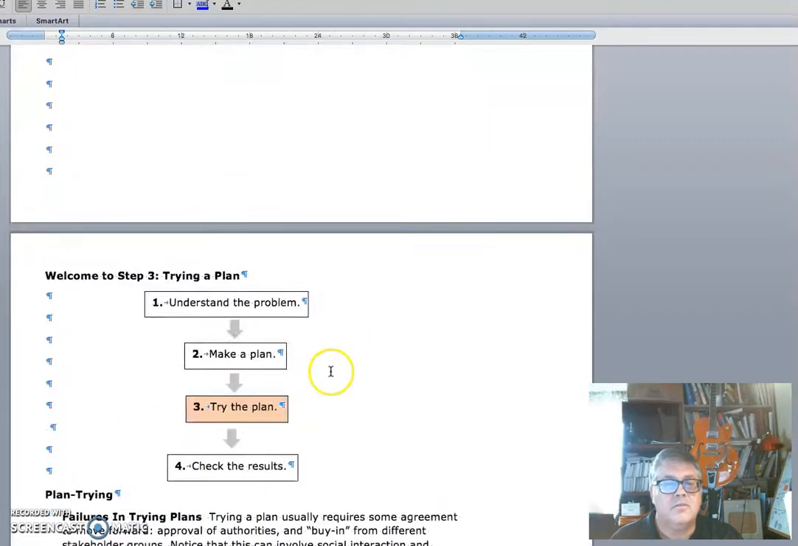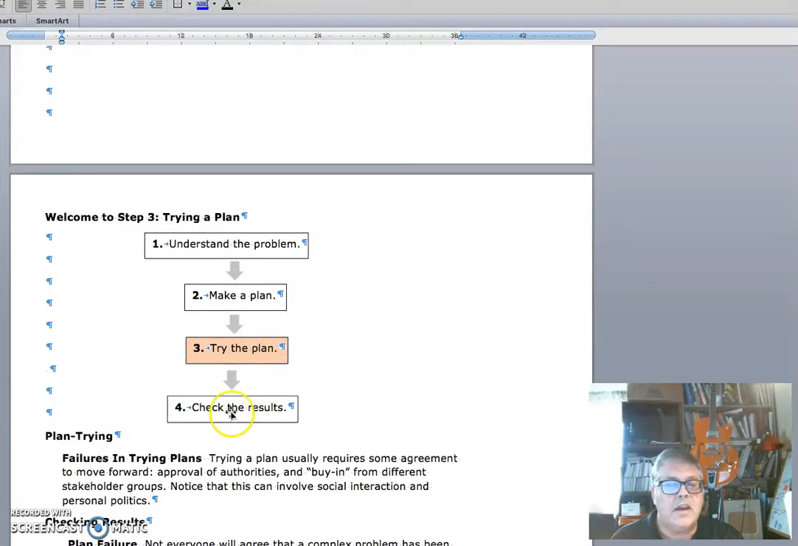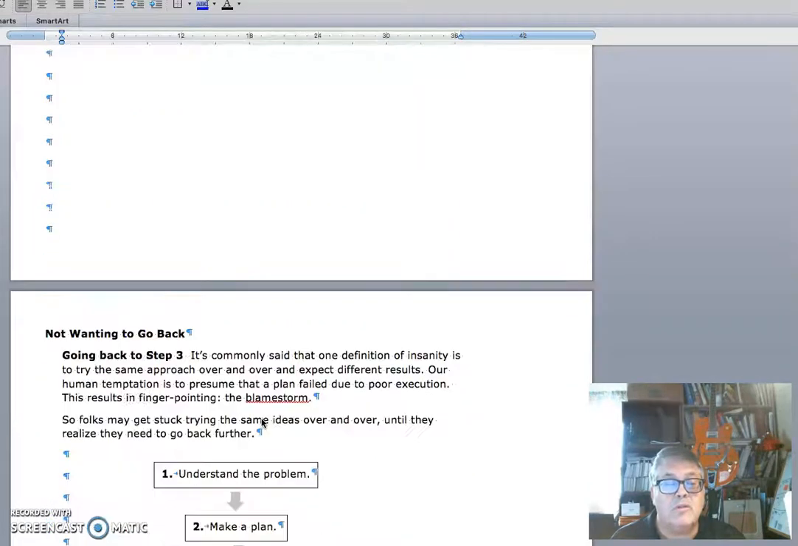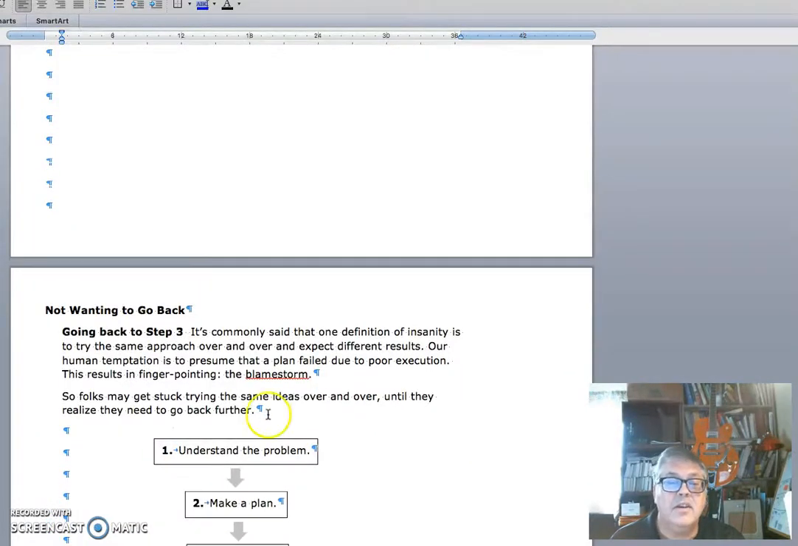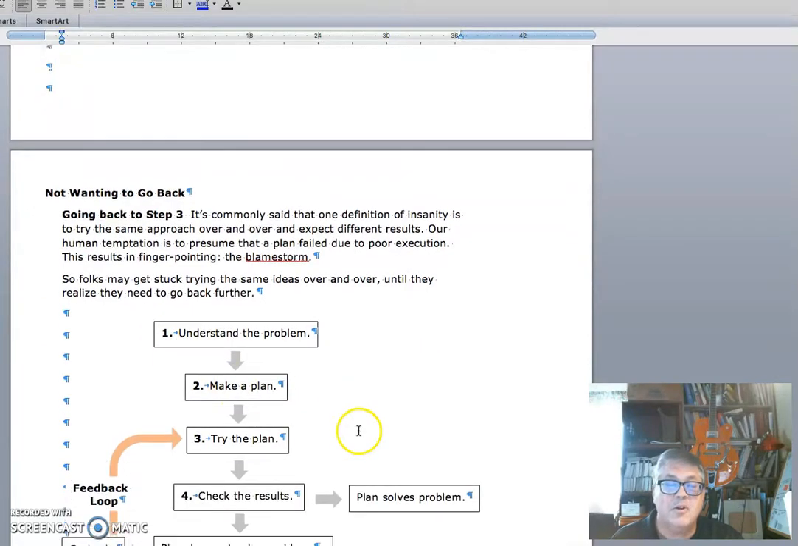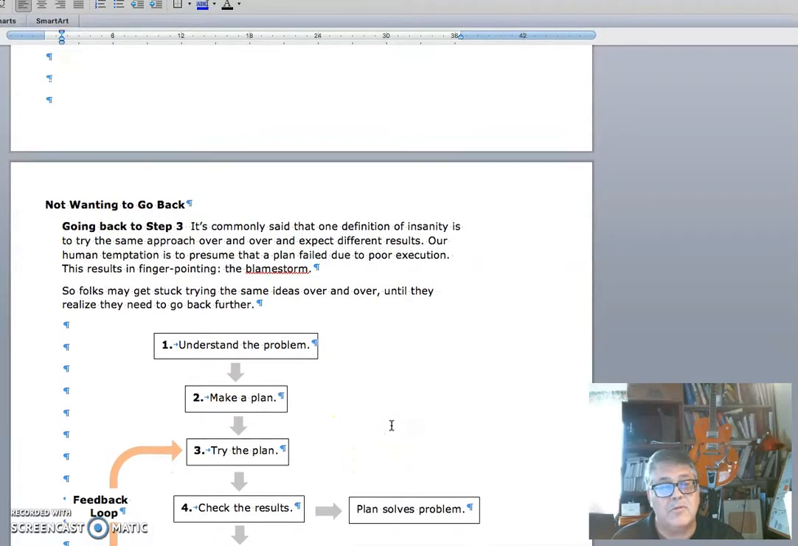So what about when we check the results? When we check the results, ideally what's going to happen is that we're happy with them. But if we're not happy with them and we have to go back, what happens when we try and go back? Our bias is going to continue to be the least amount of work. So our first choice is going to be not to go back to step 1 or go back to step 2, but let's just go back to step 3. This is a common feature of plans that are difficult to solve.